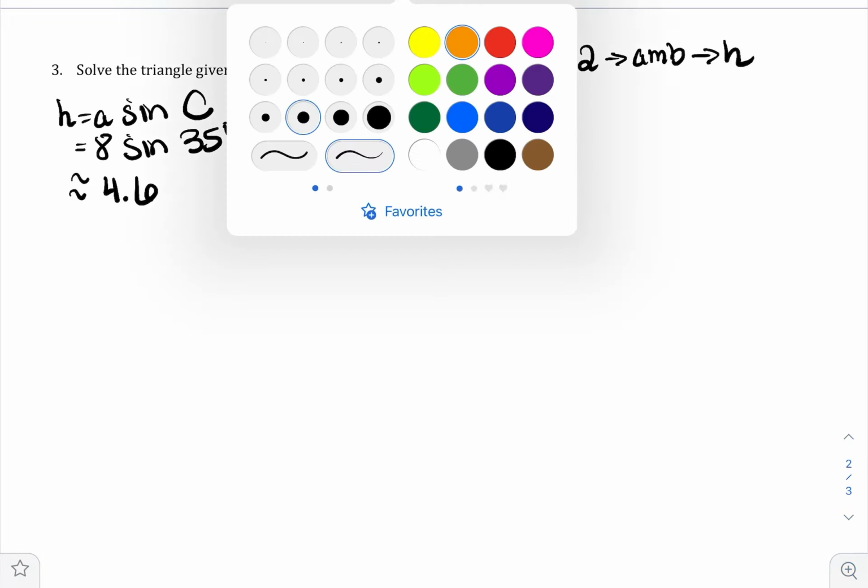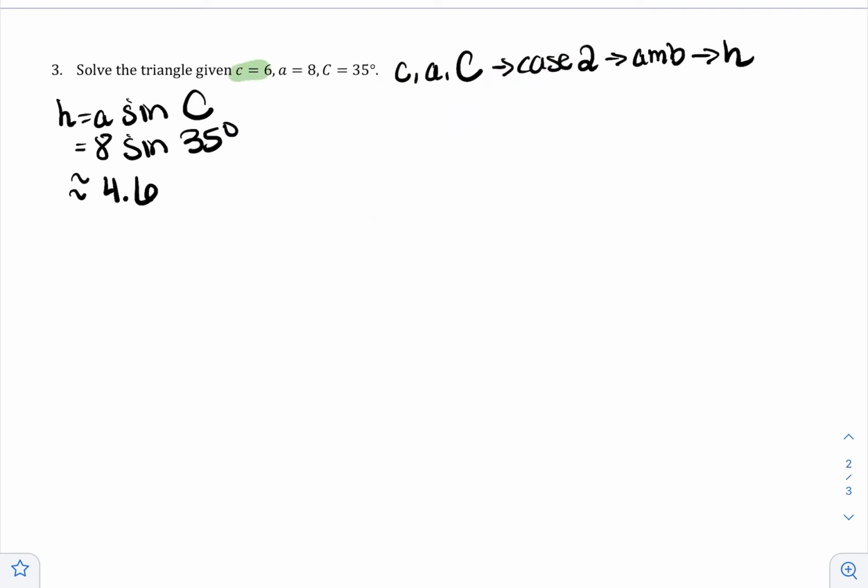So now I look at the side we haven't used yet, which is c. So I have that c is greater than the height, and c is less than a, which means when I swing, it's going to hit the bottom twice. So I'm going to have 2 triangles.